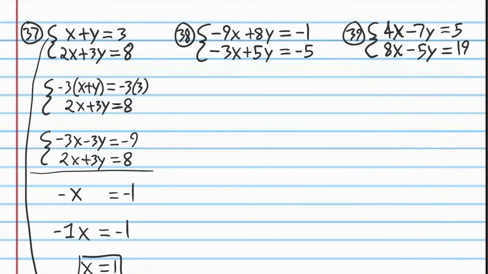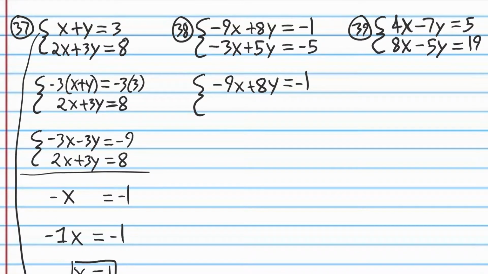All right, we're back. So I have to get a positive 9, so I'm going to have to multiply both sides of that equation by a negative 3.